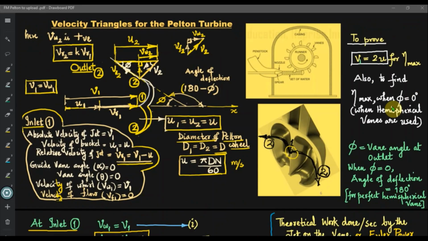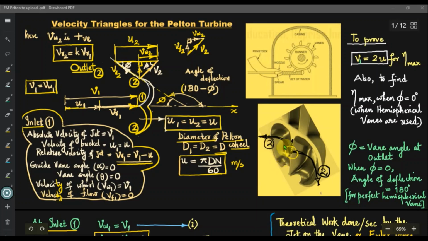So let's first find out an expression for hydraulic efficiency. Ultimately, we have to prove that V1 is equal to 2U for maximum hydraulic efficiency. What is V1? V1 is the absolute velocity of the jet at inlet. That is the velocity with which the jet strikes at the splitter here. That is inlet 1 and outlet is 2.